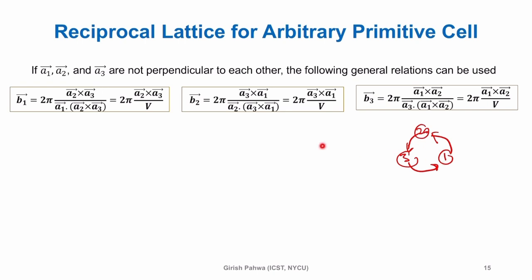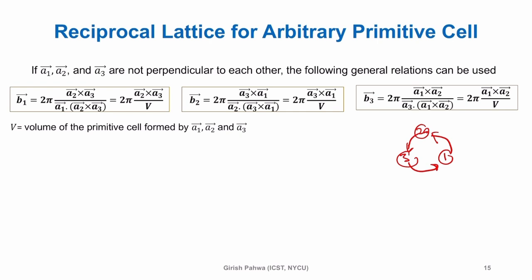For 1, 2 to 3. For 2, 3 to 1. For 3, 1 to 2. So 1 comes before, then 2. Anti-clockwise basically. So in the orthogonal and rectangular case, we saw that B1 and A1 were parallel, B2 and A2 were parallel, B3 and A3 were parallel to each other.